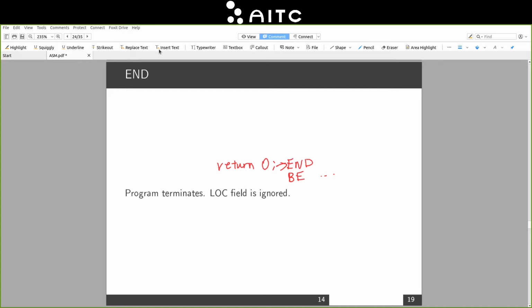The LOC field is ignored. It's the condition or examples. Where's the condition?